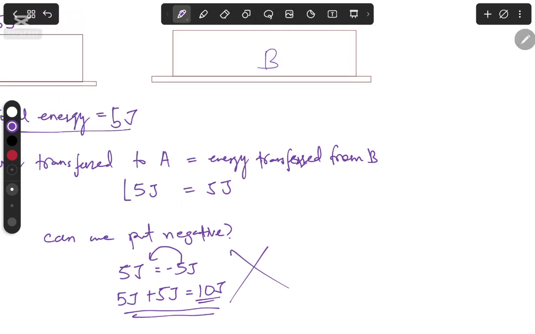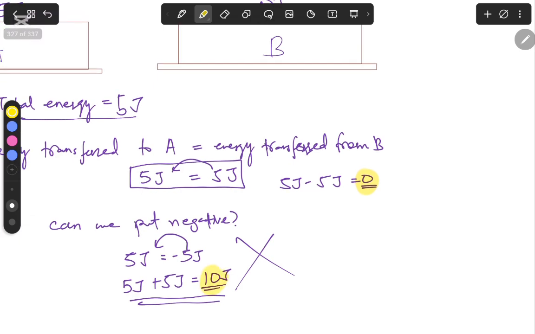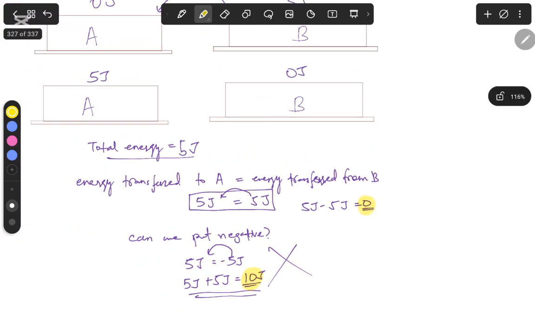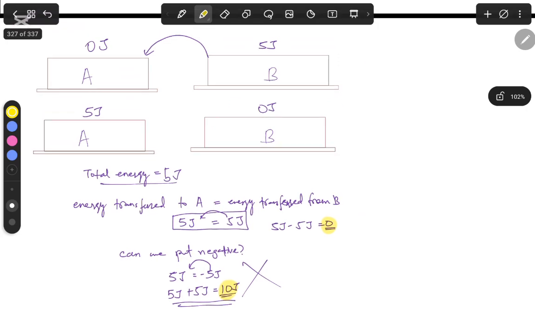Now notice in the example above why it makes sense. If I move the 5 joules to the other side, it's going to be 5 joules minus 5 joules. We can see that the total energy is going to remain the same. There is no change in energy, no new energy is created. This 0 here shows us that it was 5 joules initially. Now it's also 5 joules. But in the example below, we are breaking the energy conservation law. So that's why we have to make sure both sides are positive.